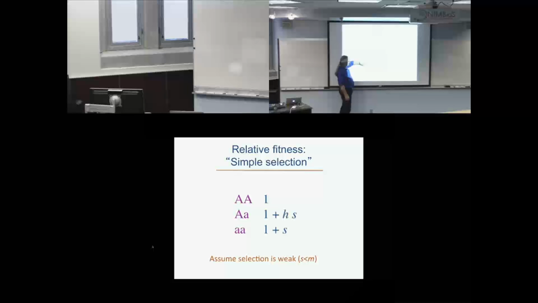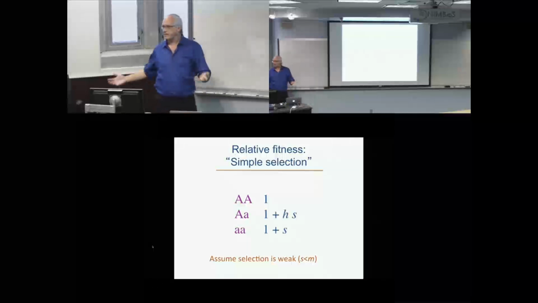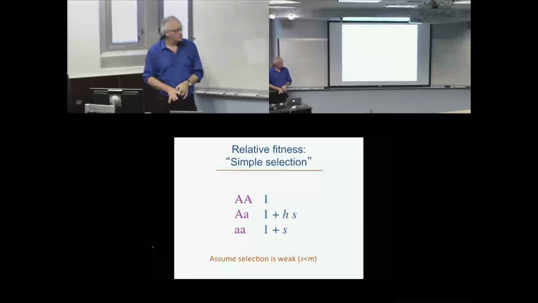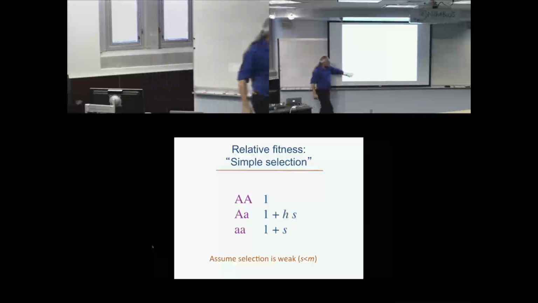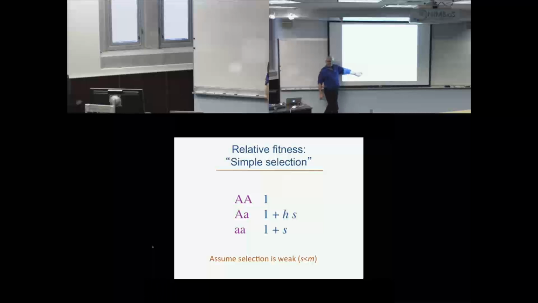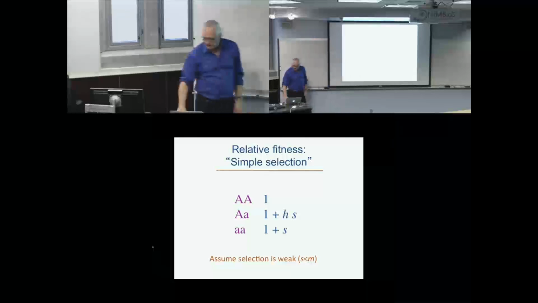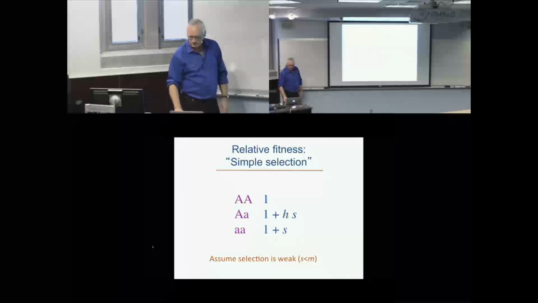One allele is good, one allele is different, better or worse, depending on whether S is positive or negative. And the heterozygote is somewhere in between, and where they are in between is defined by the dominance coefficient H. Okay? The math for this assumes that selection's weak, that the strength of selection for or against these alleles is weaker than the amount of migration between populations, and that just makes some of the approximations come out a lot easier. So that's assumed as we go.